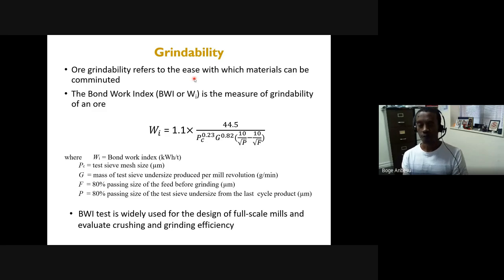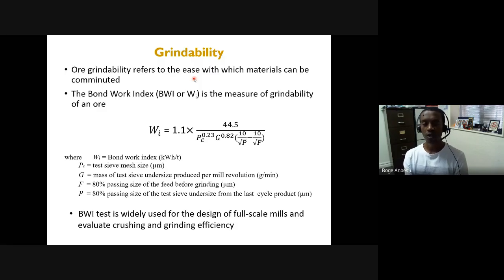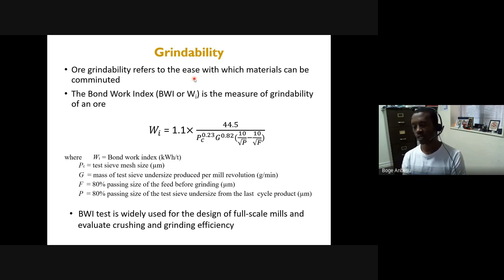For the same material, for the same ore, if my product and feed sizes vary significantly, I will have different grindability, because smaller particles are difficult to grind, while coarser particles are easy to grind. That's why we say even for the same material, grindability may vary depending on the final product size. So we include the final and initial product size to get an idea of how much energy or how much power we're going to consume during grinding.